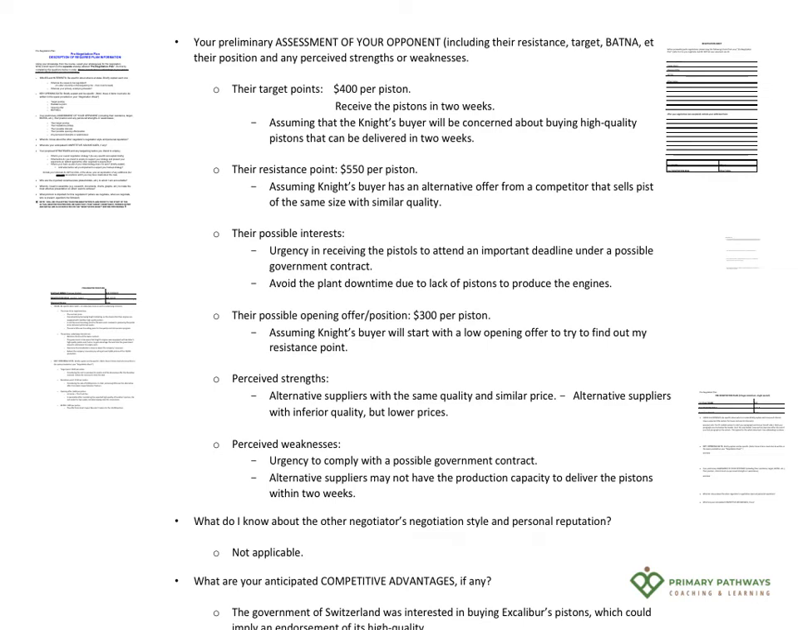We begin with a target point, and in this target point she's got two elements. She's got the price of the piston and the delivery schedule, and then she explains it very well in the next line. It's important to remember that this is not two separate target points. It's one with two different facets to it, and then we have the explanation. Then on to the resistance point, again clearly explained, a couple of lines, possible interests, a couple of explanations for those, and then their possible opening offer or opening position at $300 a piston.